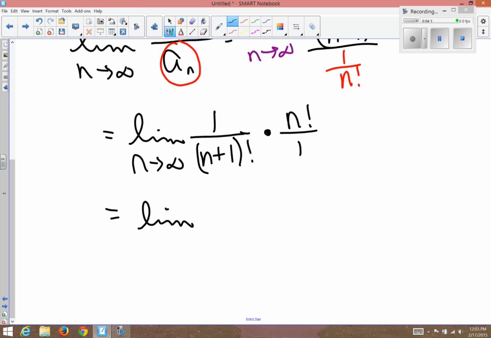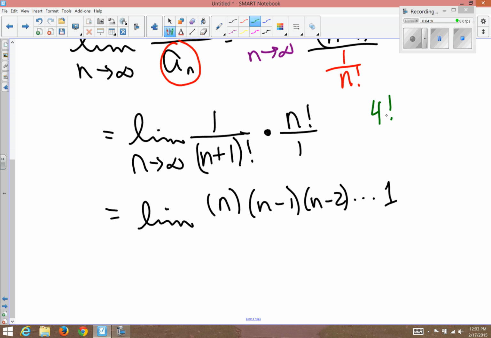N factorial means n times n minus 1 times n minus 2, etc. This is not forever, though. We stop at 1. For example, if I had 4 factorial, it would be this number times this number minus 1 times the original number minus 2, and we don't go forever. We stop when we get to 1. So n factorial is n times n minus 1 times n minus 2 times n minus 3, etc.